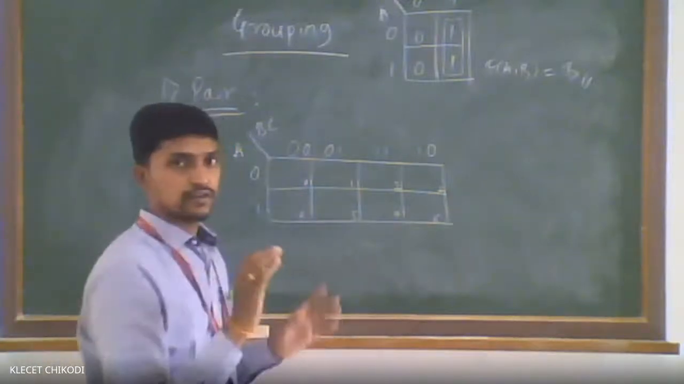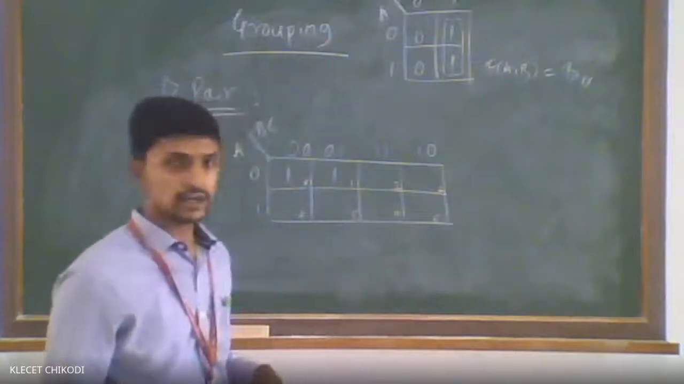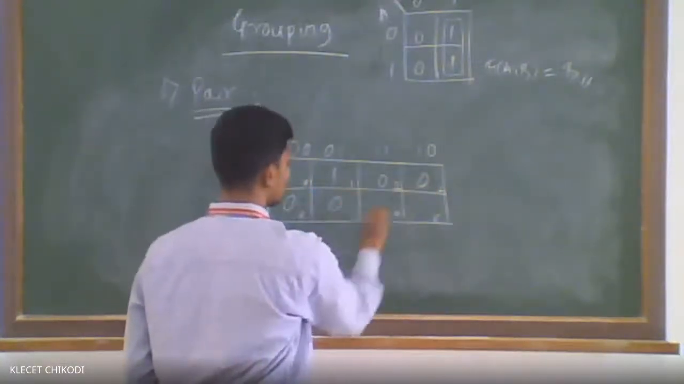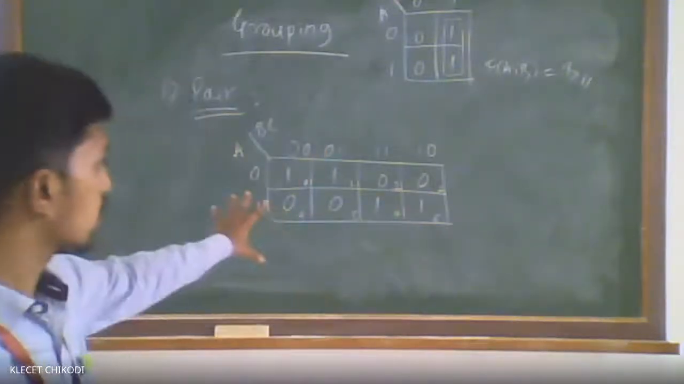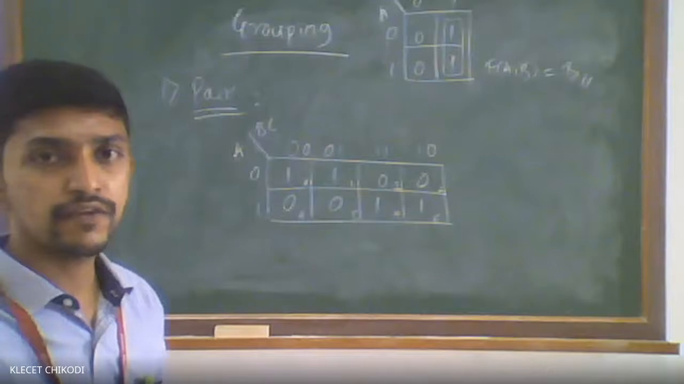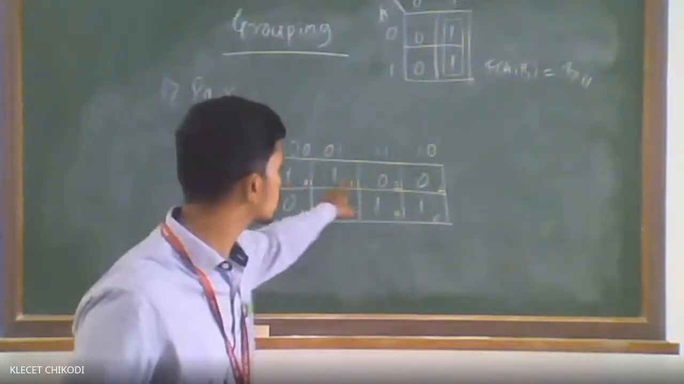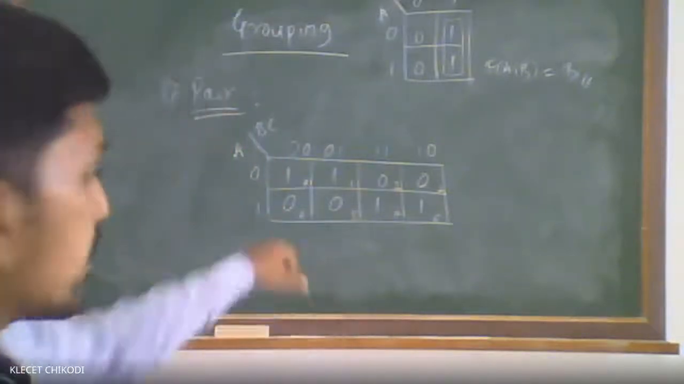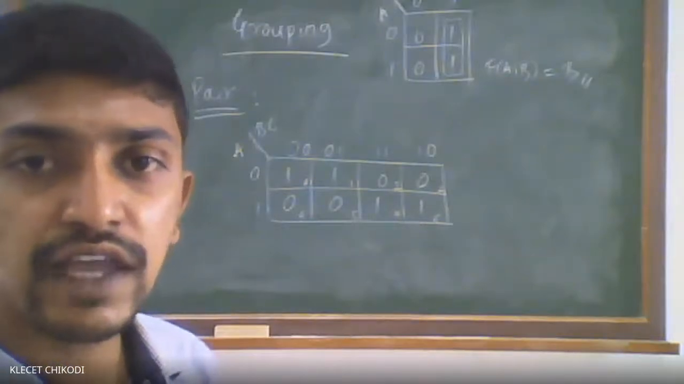Now consider from the final truth table, I will get the function values as 1, 1, 0, 0, 0, 0, 1, 1. This is how I got the values from the final truth table, and I have put those values here. Fine. Now, how to make a pair here? Anybody? Just tell me the cell numbers. Which cell numbers do I have to pair?